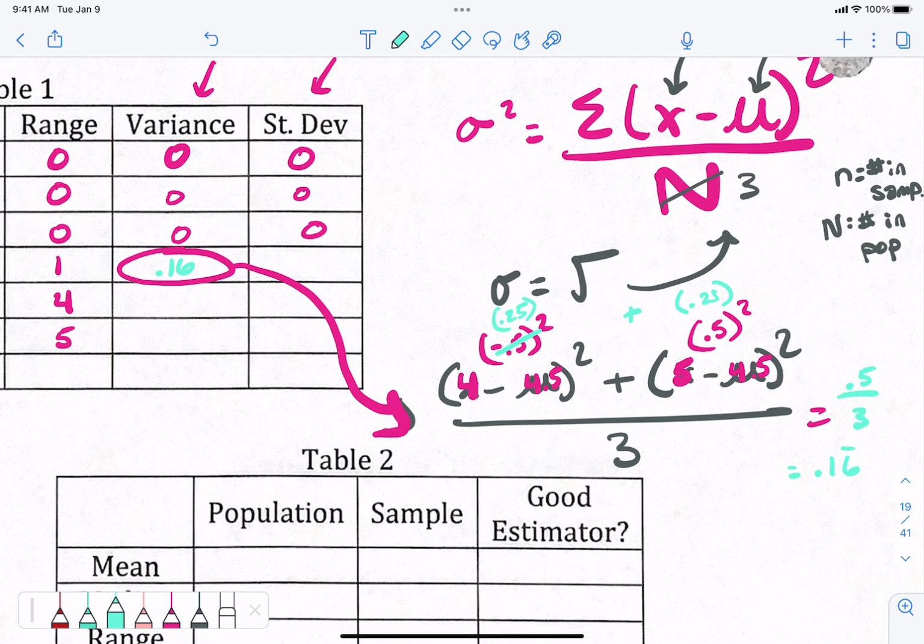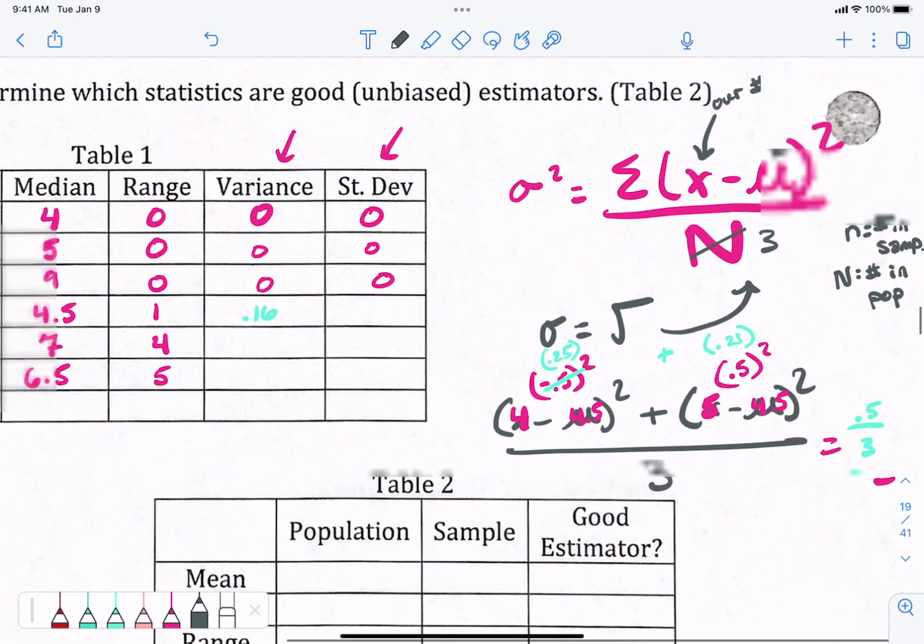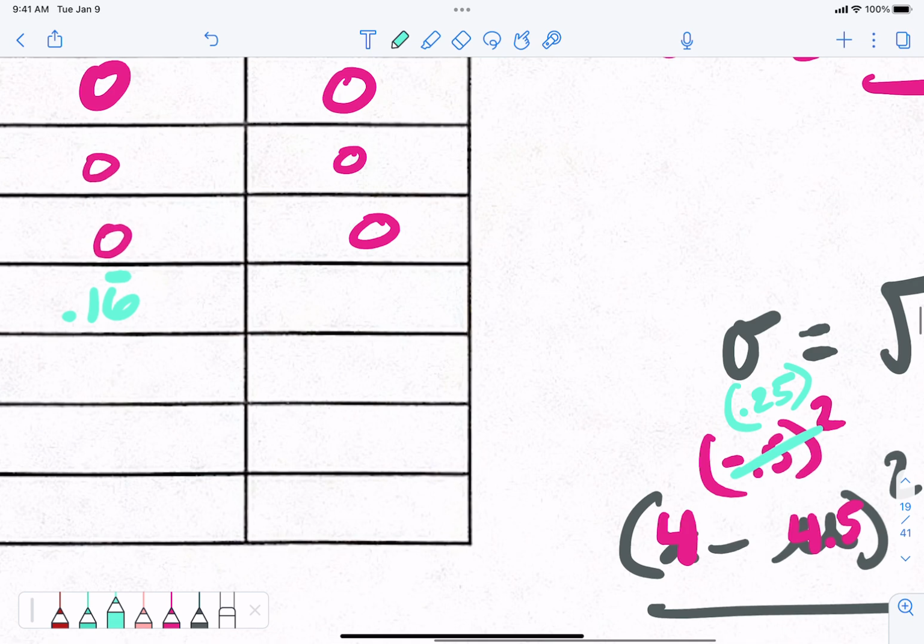Then I take the square root of that to find the standard deviation. So that is the square root of 0.1666666, however many 6s you can type in. What'd you get for a standard deviation? Anybody? It's gonna be a bigger number. 0.408248. We'll go 0.4082. We'll go 4 decimal places.